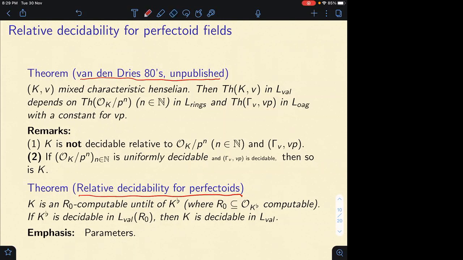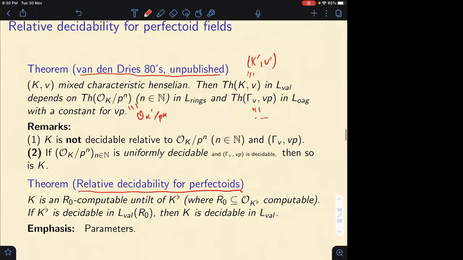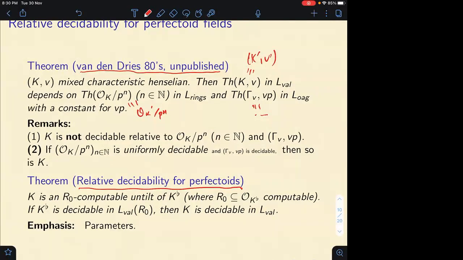So what this means is that if you give me another mixed characteristic Henselian field, K prime, V prime, and the corresponding residue rings are elementarily equivalent for all n, and similarly with value groups, then you get an elementary equivalence between the valued fields. Okay. So let me say a few words about the implications of this theorem with regards to decidability. First, let me say what this theorem does not imply.